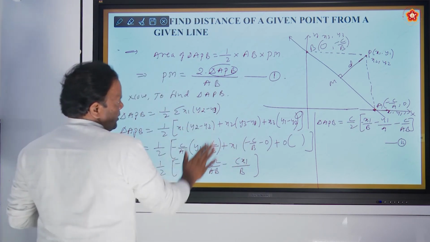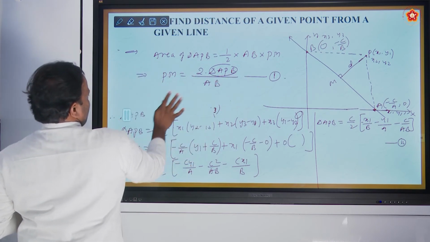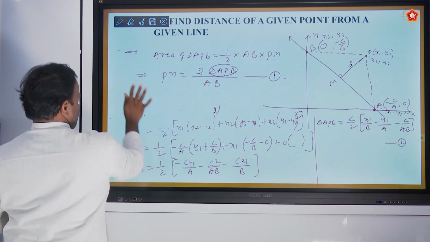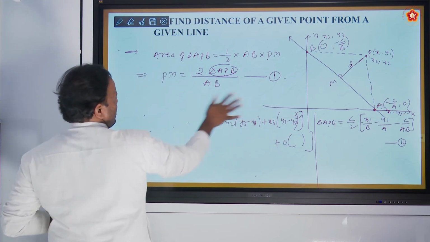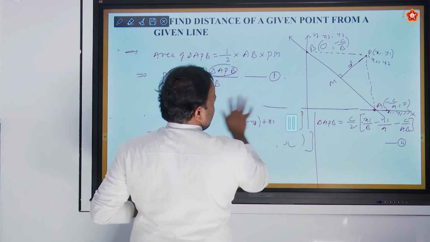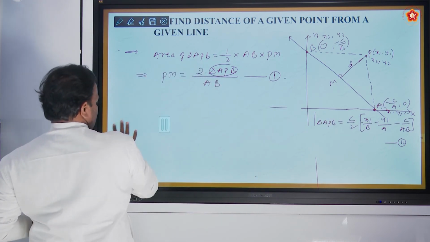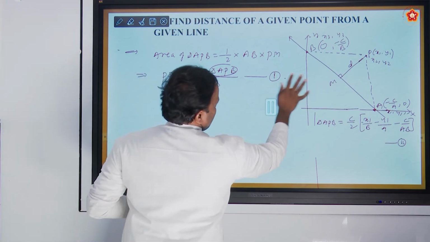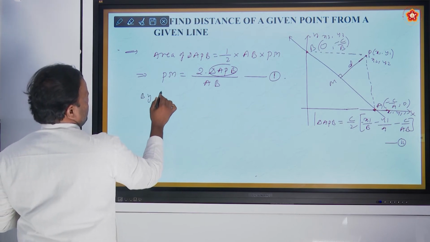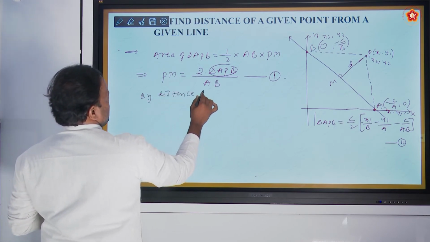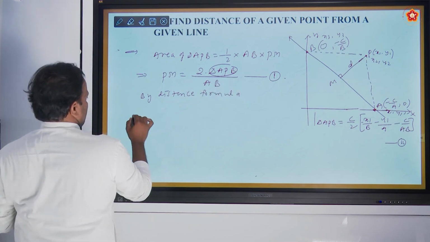Just pause this video and try this one. Okay. Now find AB. How can you find AB? Find AB by using the distance formula, because we know A coordinate and we know B coordinate. If we know both coordinates, we can find the distance between the points by using which formula? Distance formula. Okay. We need AB also, by the distance formula.